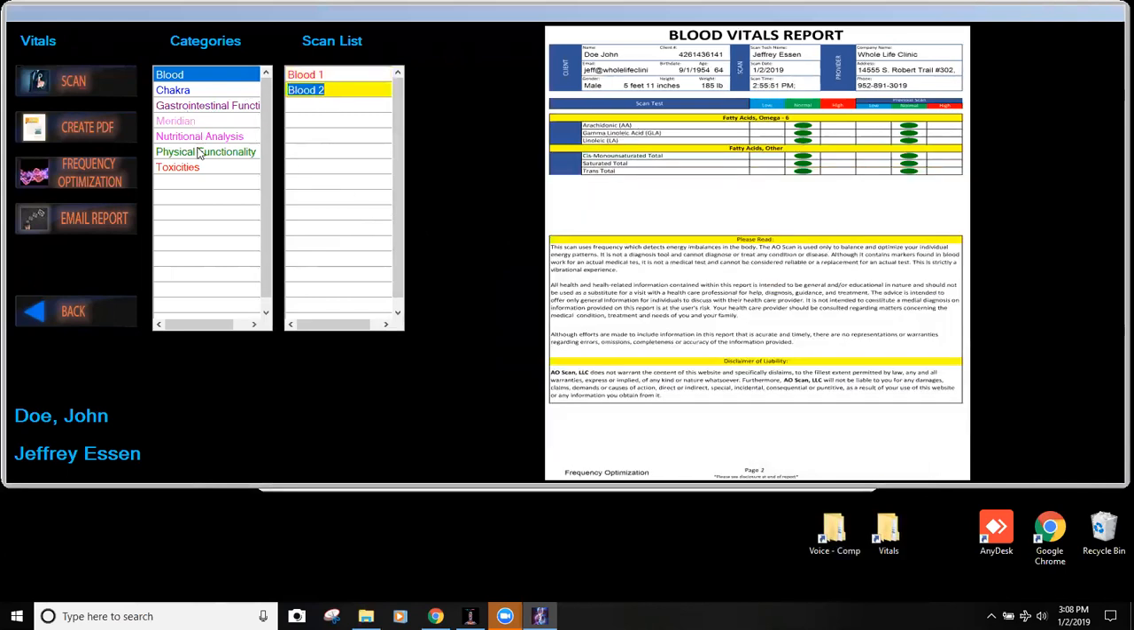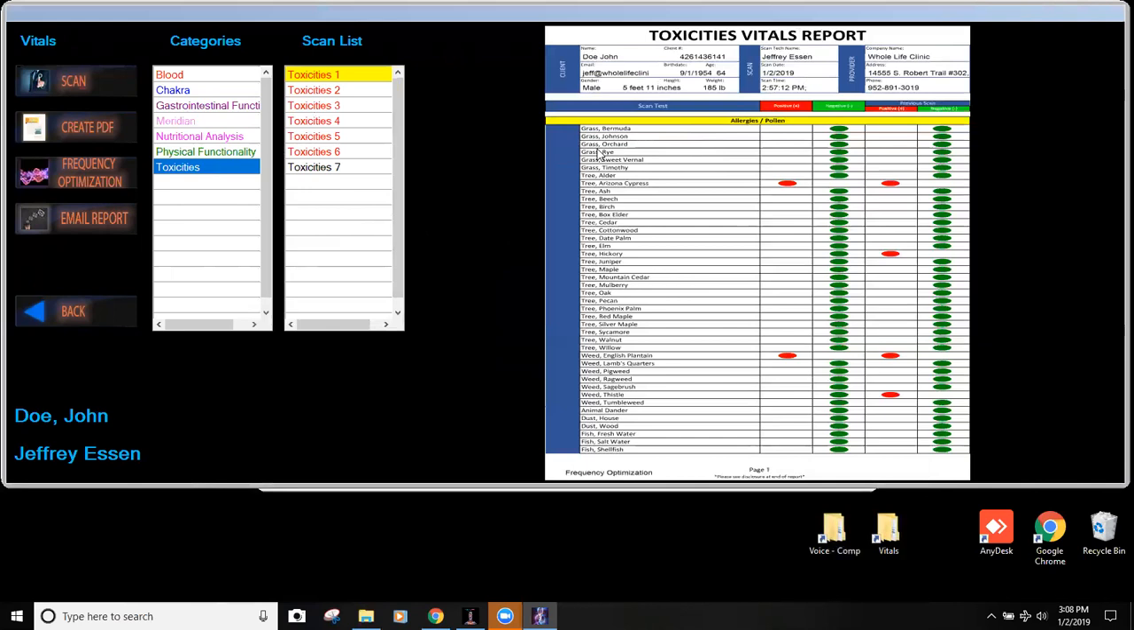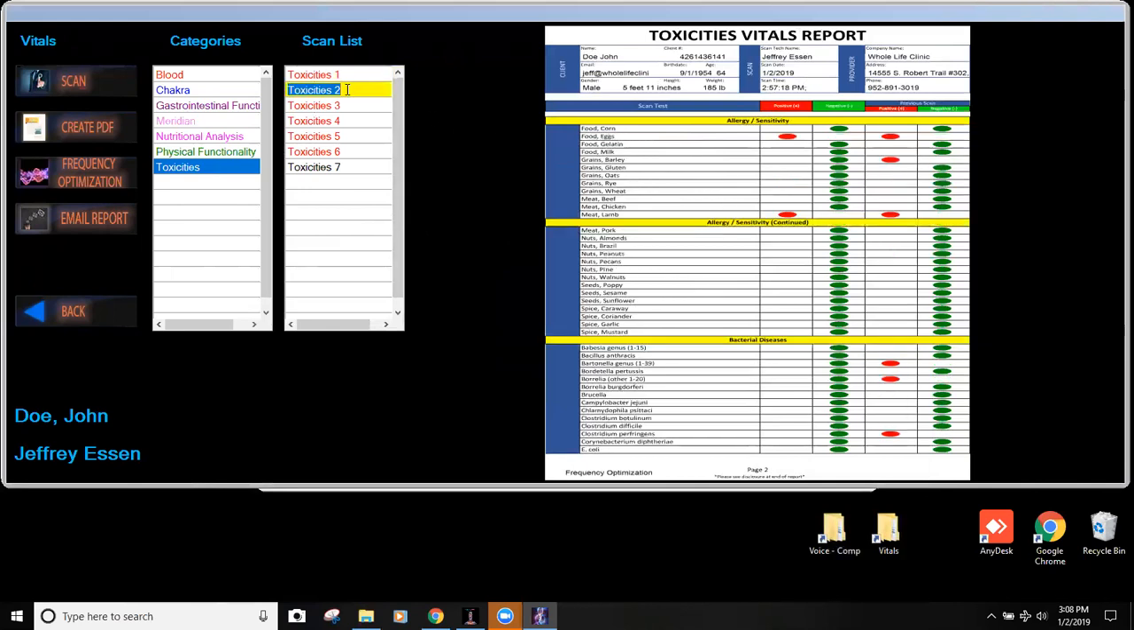We can look at all the different pages. We can look at toxicities. Well, what's on page 1? Probably nothing to worry about. What's on page 2? Not that much. We might want to suggest that they ease off on the eggs and the lamb.